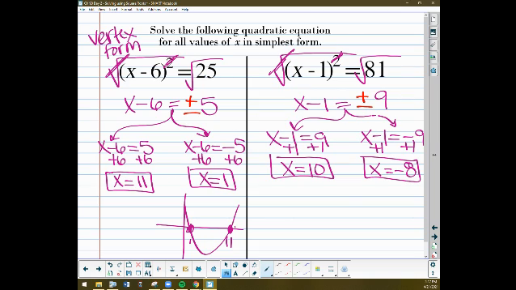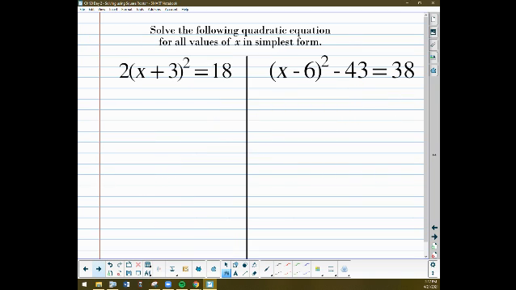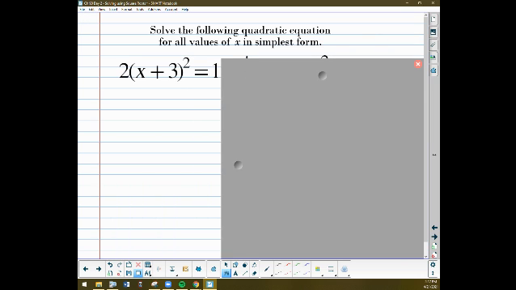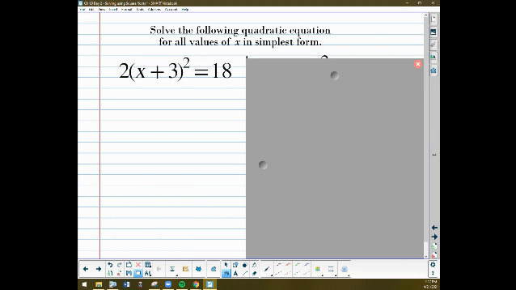Okay, kick it up a little bit. I've got a little bit more numbers going on here. I want to get the quantity squared by itself. But right now it's being multiplied by 2 in the front. So my first step is to divide by 2.